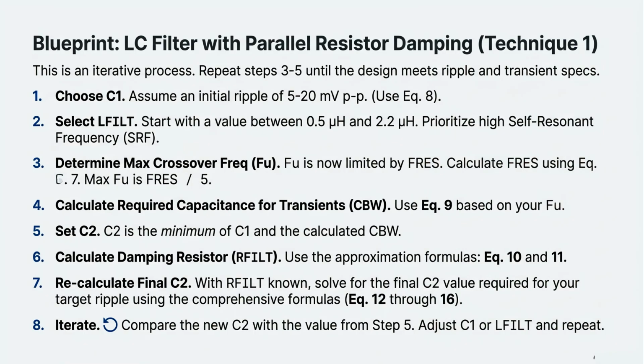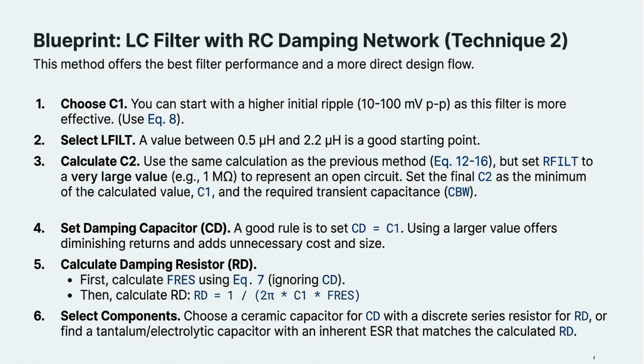The blueprint for an LC filter with parallel resistor damping is an iterative process. Key steps include selecting C1 and LFILT, determining the maximum crossover frequency, calculating capacitance for transients, and finally calculating the damping resistor RFILT. For the LC filter with an RC damping network, Technique 2 offers the best performance.